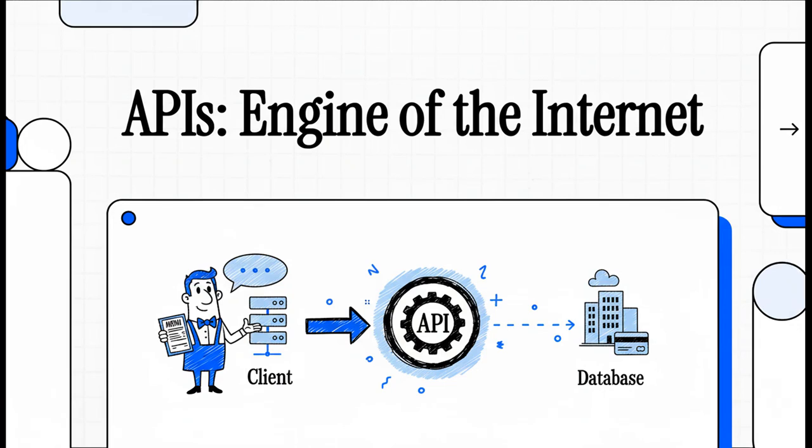You know, every single time you check the weather on your phone, or you book a flight online, or pay for your coffee with an app, you are using this incredibly powerful but totally invisible piece of technology. Today, we're going to pull back the curtain on the secret engine that makes our digital world tick, the API.